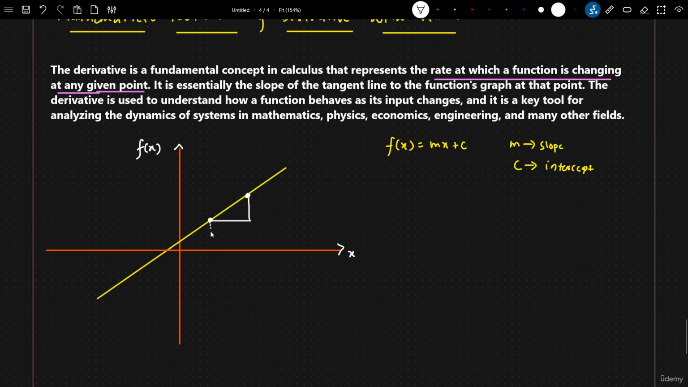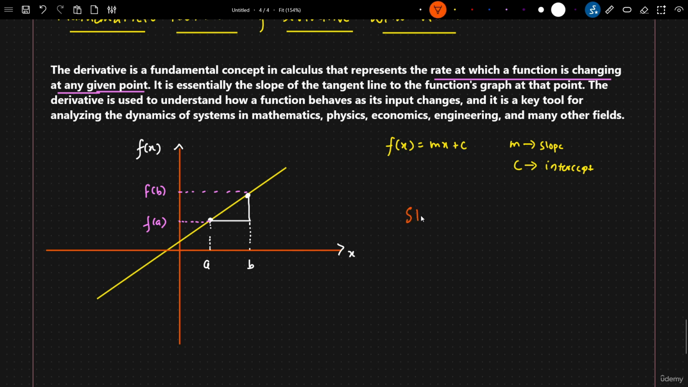Okay? And let's consider this point is specified by A. So A is one of the data points in x. And this point is nothing but B. Let's consider these as A and B. And with respect to this A, if I plot over here, this will basically be my f(A). And similarly, if I plot this, this is nothing but f(B). Now, how do we compute the slope over here?